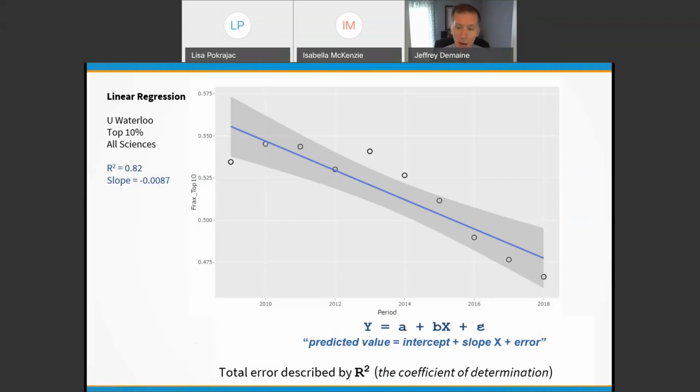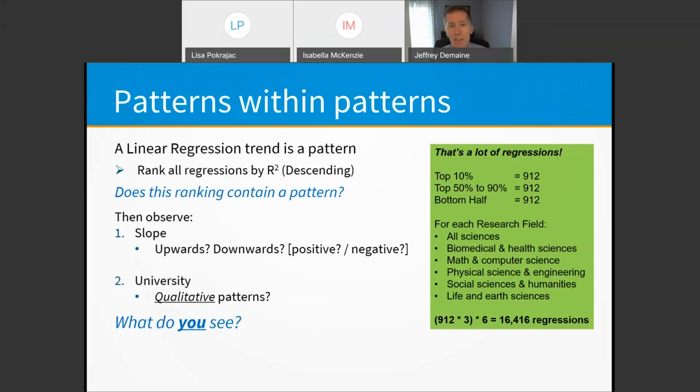And as you'll all remember from your stats class, the equation of a linear regression is down there in blue. Y is equal to A, which is the intercept, plus B times X, where B is the slope of the blue line, plus E, which is the error. And the total error, which is to say the gray fuzziness in the background around the blue regression line, is the error that can be described by R squared, the coefficient of determination. For this particular line, which is Waterloo's top 10%, the R squared is 0.82, so that's pretty high, and the slope is 0.087, less than 1% per year, pretty slow decay.